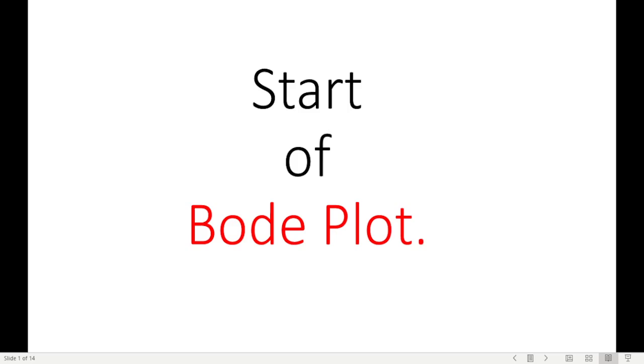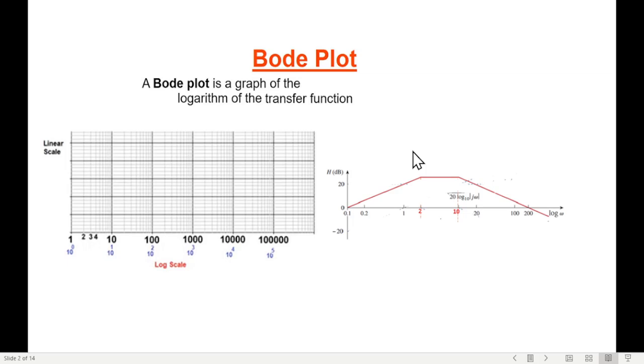This video is from chapter number 14, Bode plot. I have several videos on Bode plot, but this one I thought will clarify some of the doubts that students might have. So let me discuss this. First of all, the definition of Bode plot.